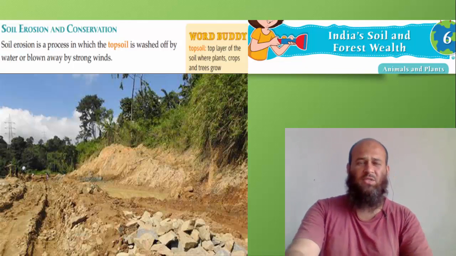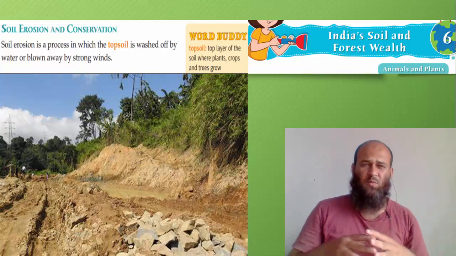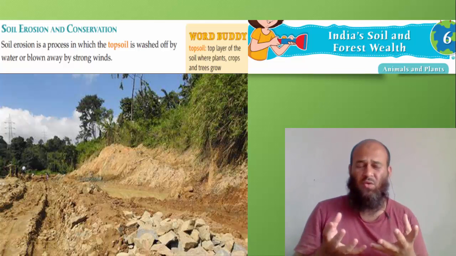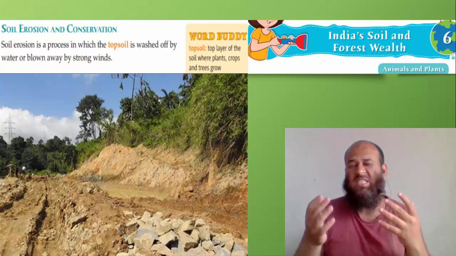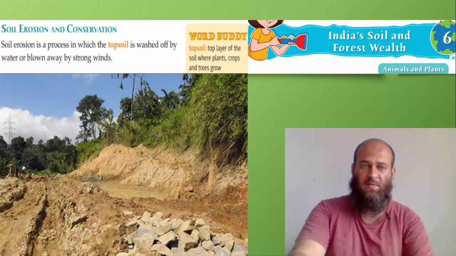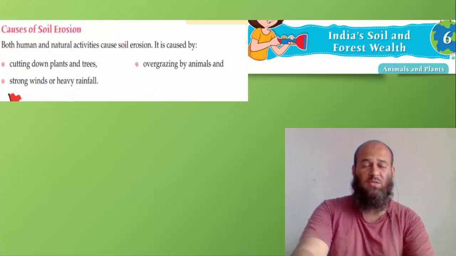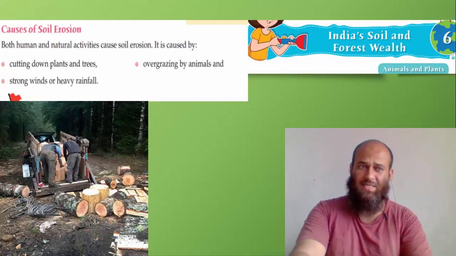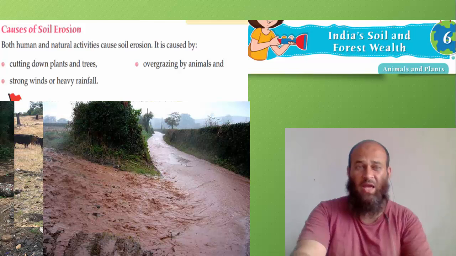Then here, this is soil erosion. Soil erosion means it's a process in which the top soil, the top layer of soil where plants can grow, is washed off by water or blown away by strong winds. Both human and natural activities cause soil erosion, like it is caused by cutting down plants and trees, overgrazing by animals, and strong winds or heavy rainfall.